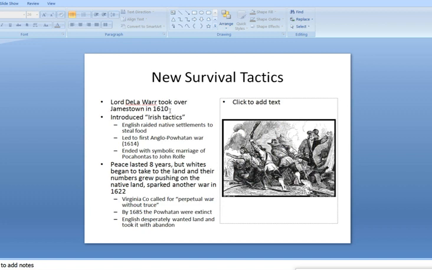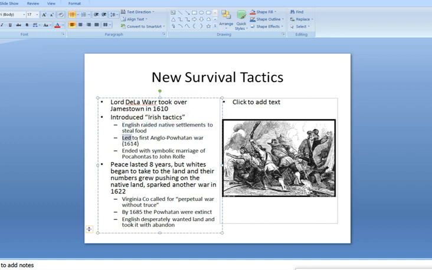In 1610, despite all of John Smith's best efforts, a new guy is going to come to power, and that's going to be Lord De La Warr. He's going to take over in 1610, and he's going to be like, okay, we've got to survive, and we're having trouble. We're not very good farmers. We're better fighters because we came over here to be like conquistadors. So let's be conquistadors. So they use what is called Irish tactics because this is what the British did to the Irish.